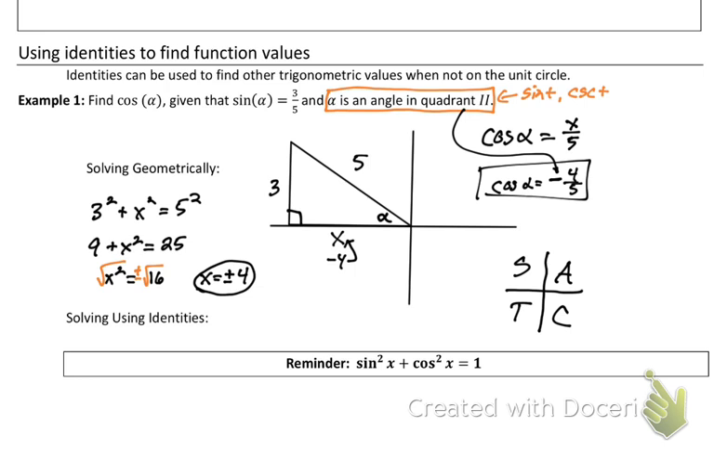I'm going to stick with, for this class, the all students take calculus, because that way we don't have to keep drawing all these triangles every single time. Once again, we're no longer in geometry class, we are in pre-calculus. And in pre-calculus, we have 3 Pythagorean identities that allow us to switch between our different trig identities.